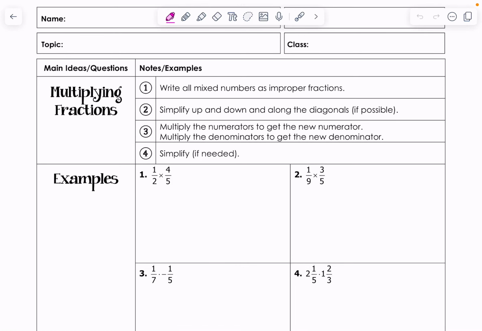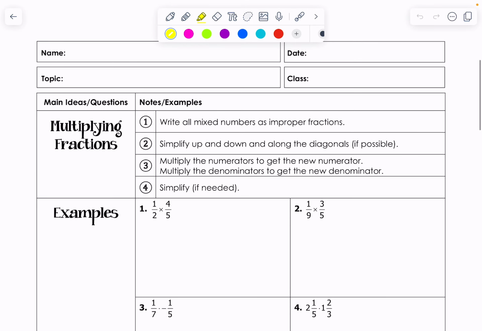Today we are going to talk about multiplying and dividing fractions. So in your notes, you see something like this. Okay, when we are multiplying fractions, if there are any mixed numbers, you need them to be written as improper fractions. Okay, so that's the first thing that you need to look for.